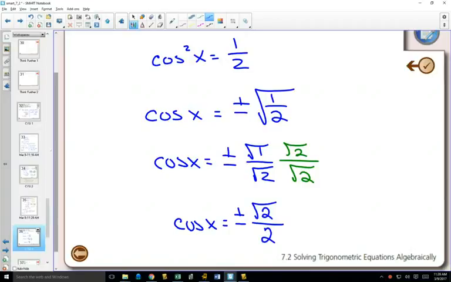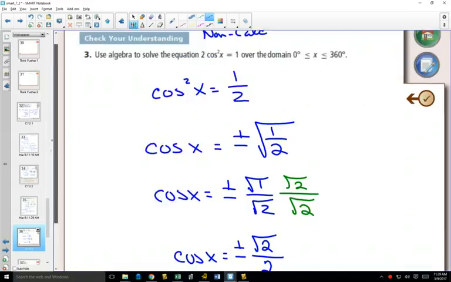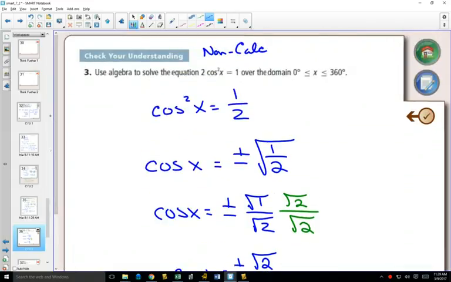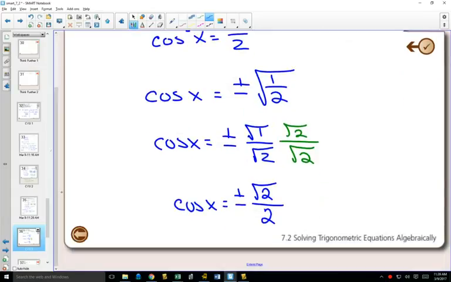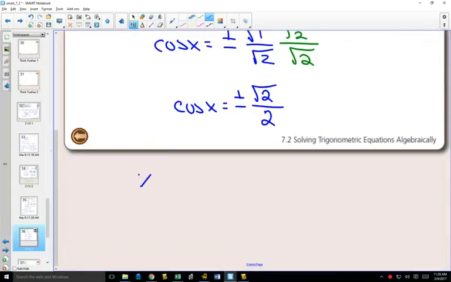And hopefully that rings a bell because that is something we labeled. What family for cos had root 2 over 2? Pi over 4 or 45 degrees. Again, at this point I've scrolled down too far. I've got to go up and check. I'm dealing in degrees. So I'm going to want to say that x is going to equal 45 degrees.